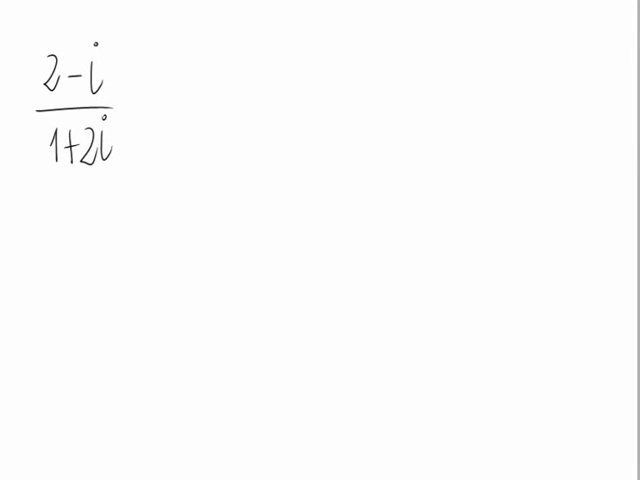Let's calculate the division of complex numbers we see on the screen. We can see that we have a division with two complex numbers in the binomial form. For doing this division, what we have to do is copy again the fraction, and then multiply the numerator and the denominator by the conjugate of the denominator.